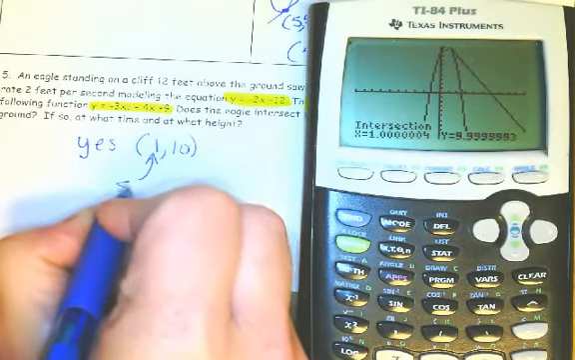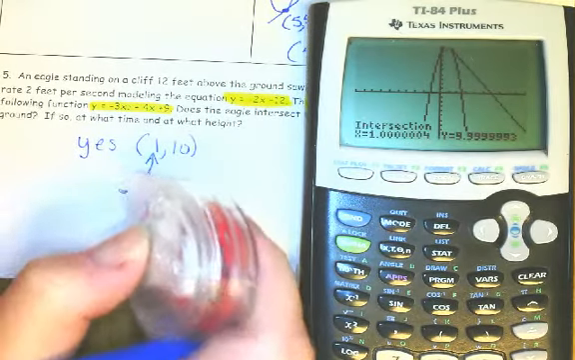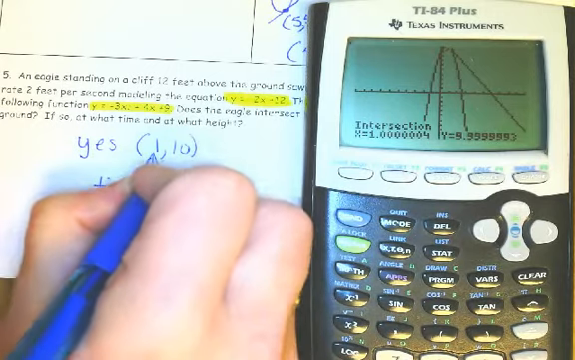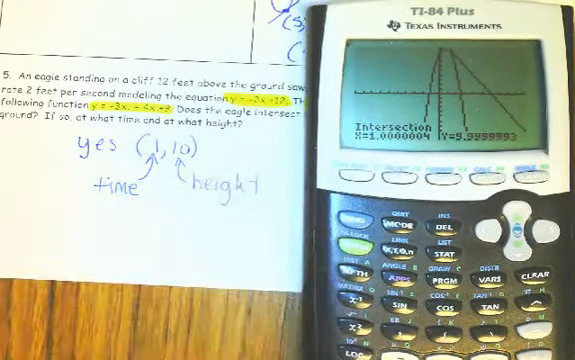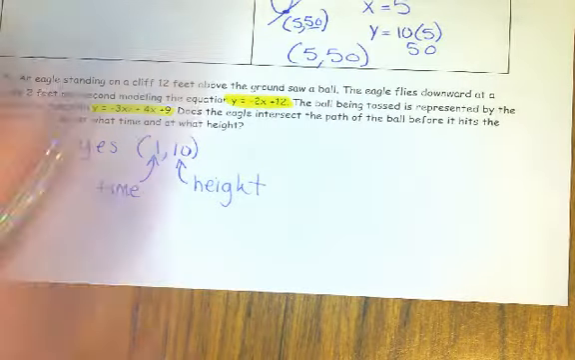So this would be your time. I don't know why I just wrote an S there. Ignore that. All right, so this is my time, and that is my height. Okay, all right, so this is all the linear quadratics, and now we're going to move on.